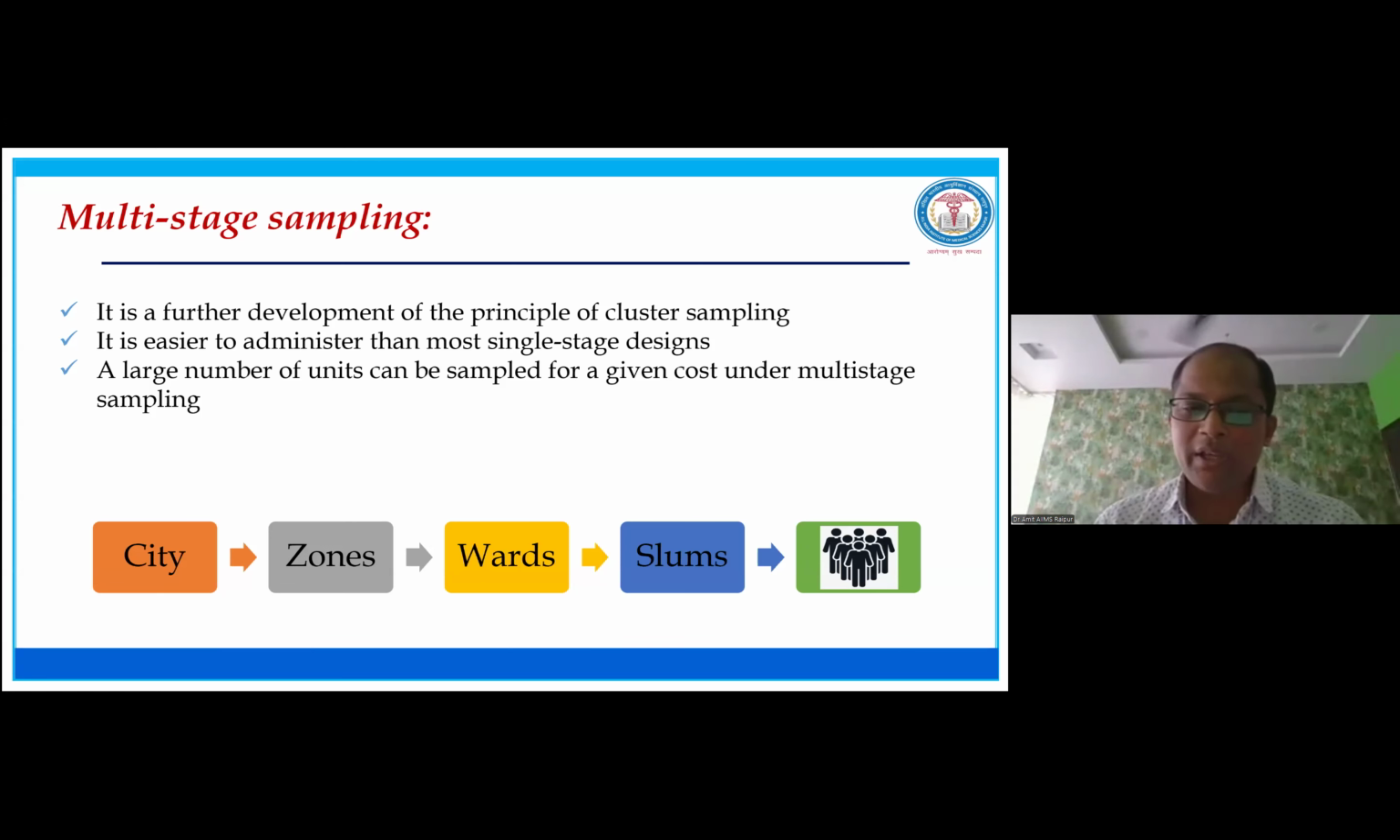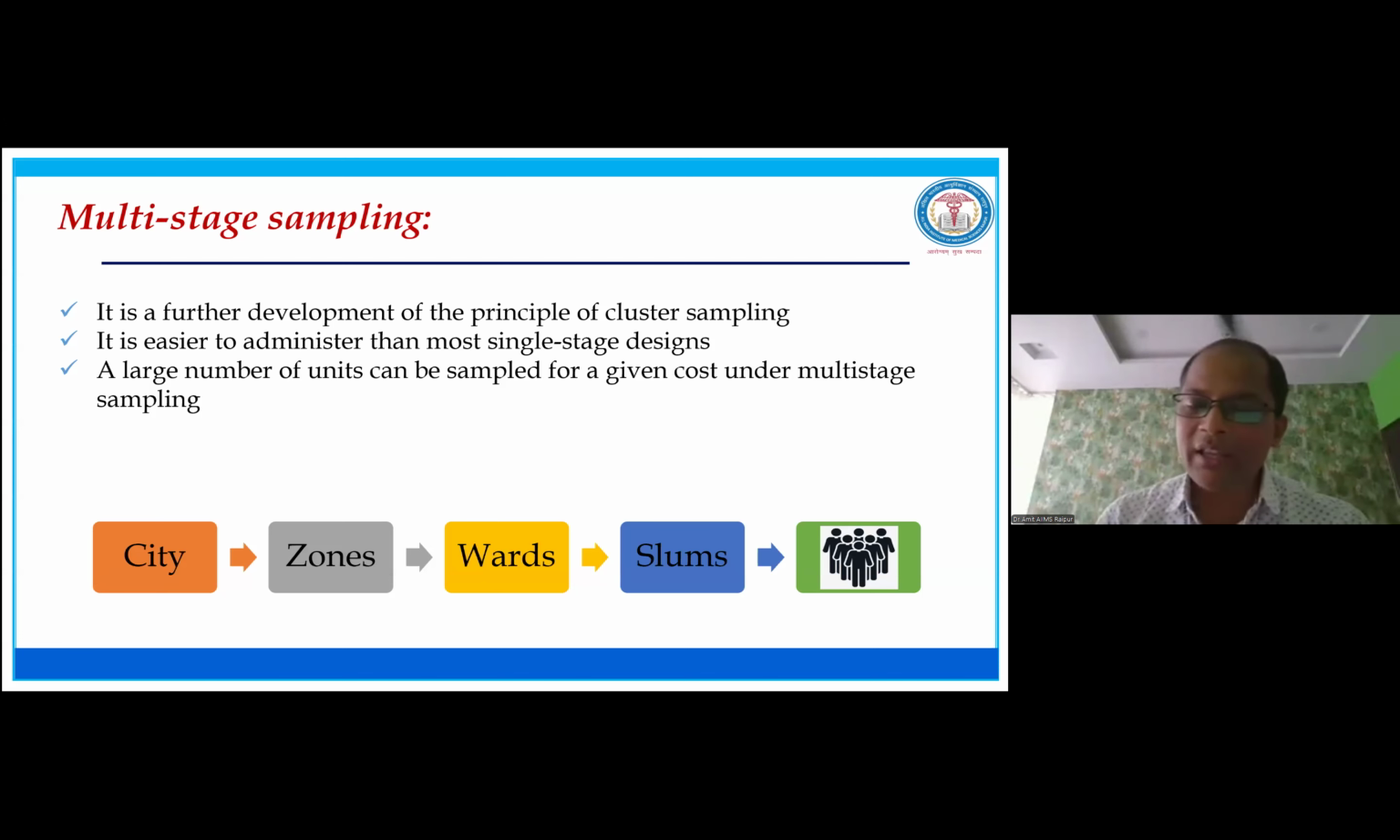So what I have done is, the city has been divided into different zones, and zones have different numbers of wards, and in each ward there are different slums. So what we did is we selected one zone in the city out of the total 10 zones. And in the selected zone, out of the seven wards, we selected just one ward. And out of the total number of slums present in that particular ward, we prepared the sampling frame of the number of slums in that particular ward, and we selected one slum randomly.